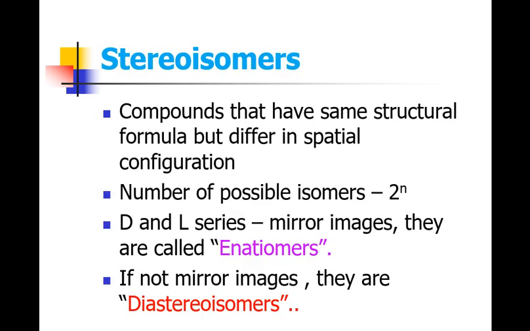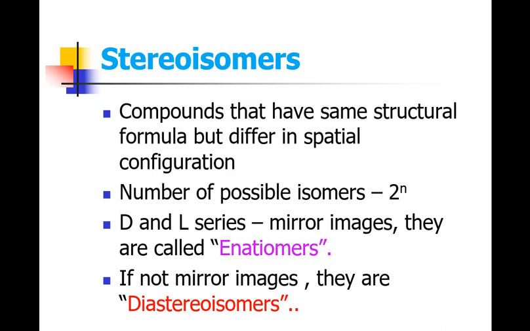Now see here, stereoisomers are the compounds that have the same structural formula but different spatial configuration. As I said, to calculate the number of possible isomers, we can use the formula 2 to the power of n, where n is the number of asymmetric carbons. So D and L isomers are called mirror images. They are also called enantiomers. So mirror images of any isomer are called enantiomers.